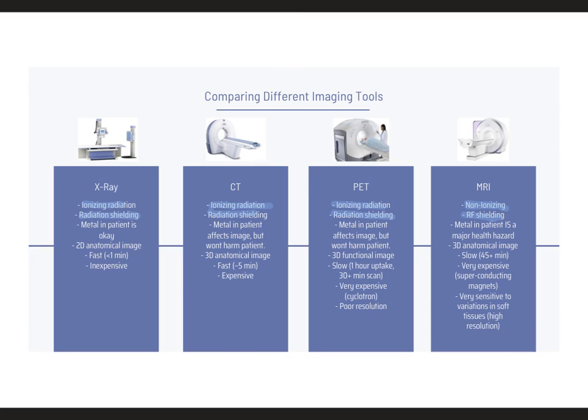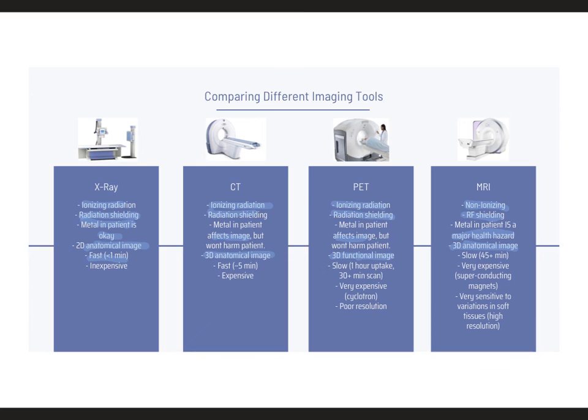In the X-ray, metal in the patient is okay, and in CT and PET, it's also okay, but it affects the image a little bit. Whereas in MRIs, it's a major health hazard. So the type of image that we receive from all four: in X-rays we get a 2D anatomical image, in CTs we get a 3D anatomical image, in PET we get a 3D functional image, and in the MRI we get a 3D anatomical image.